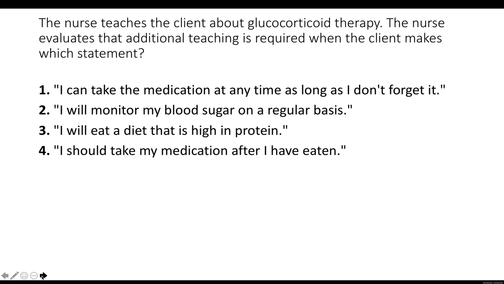This one is 1. The medication must be taken at the same time of the day to maintain serum levels. Remember, we said take these at the same time. Almost all of your drugs that are used for replacement of your hormones are going to be taken at the same time, whether it's thyroid or whether it's the glucocorticoids. Any of them, they're always going to pretty much want you to take them at the same time.